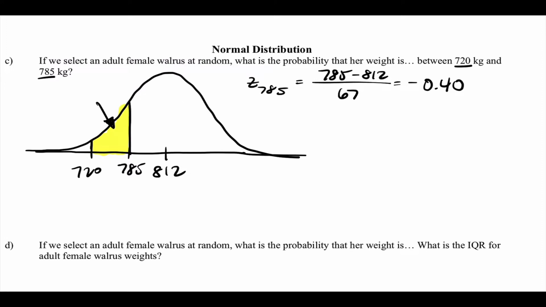So what decimal do you get on the table with negative 0.40? We get 0.3446. That 0.3446 goes from the beginning, the left side, up to 785. That's the big piece, so that's not the middle piece.